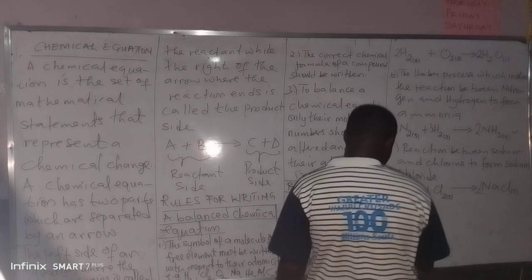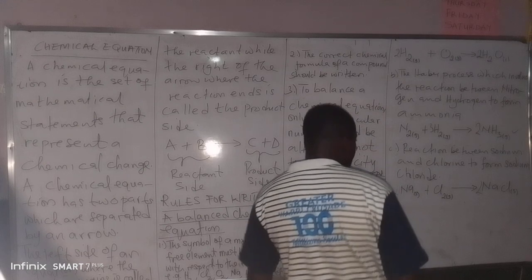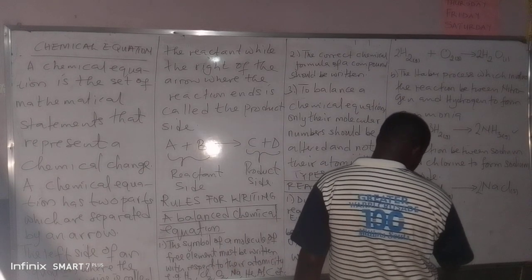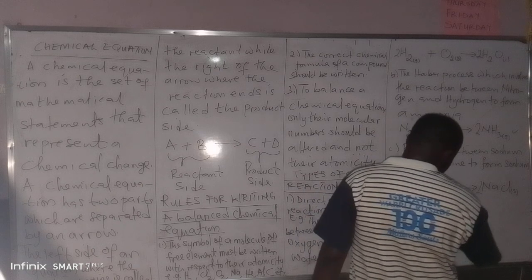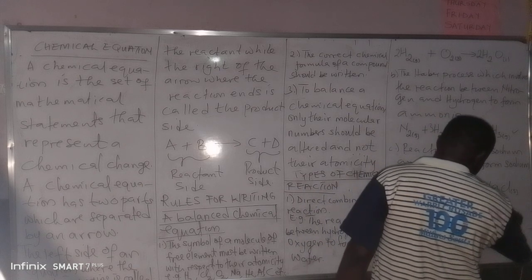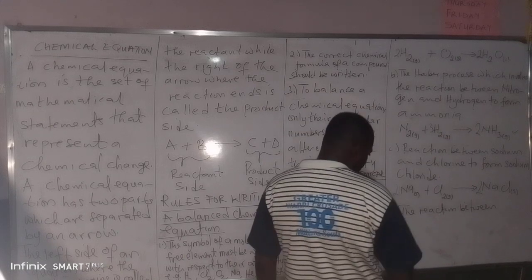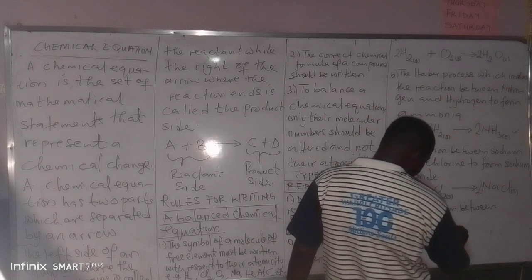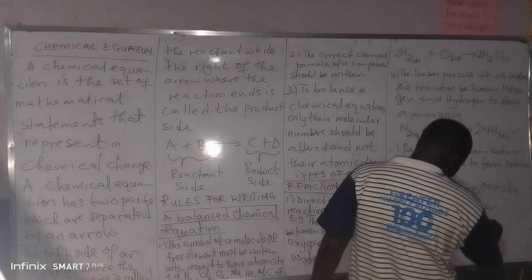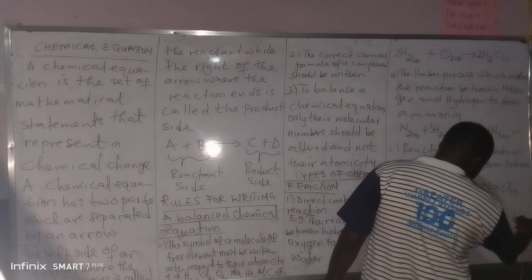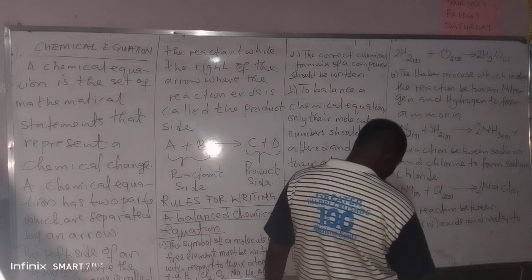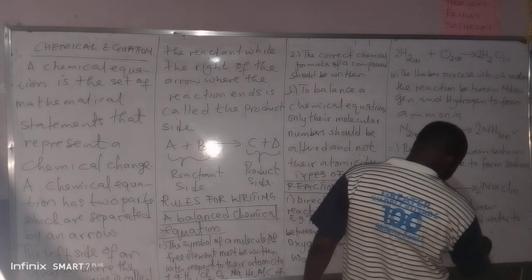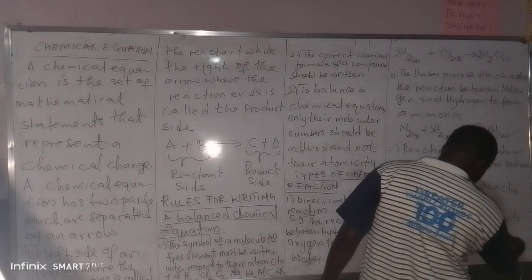So the third example here, let's look at the reaction between carbon 4 oxide and water to form trioxocarbonate 4 acid.